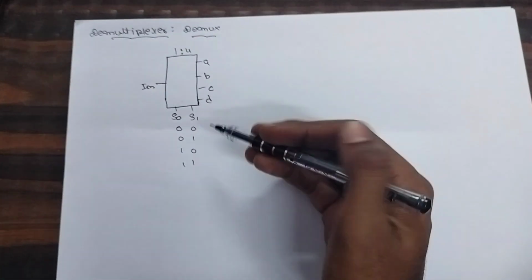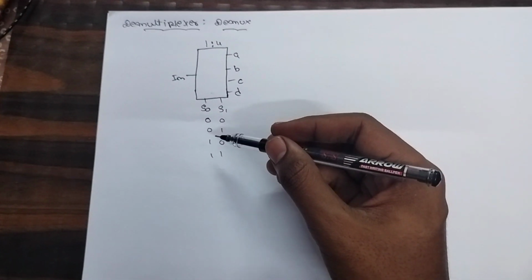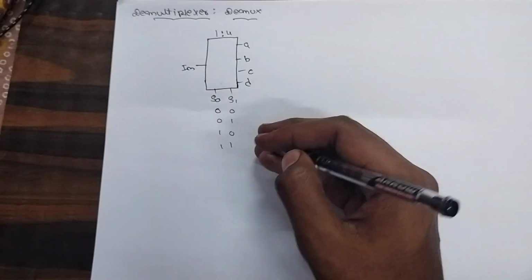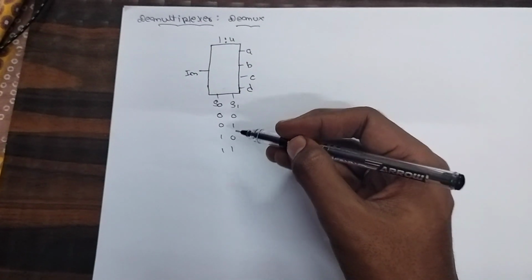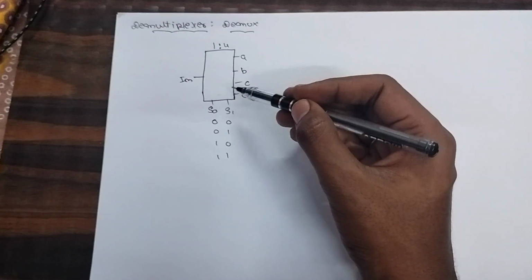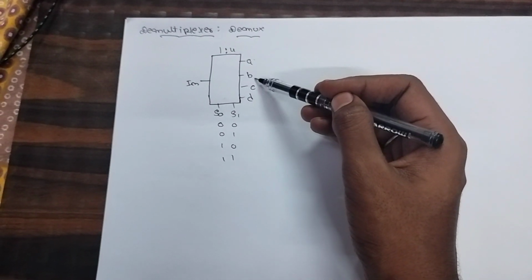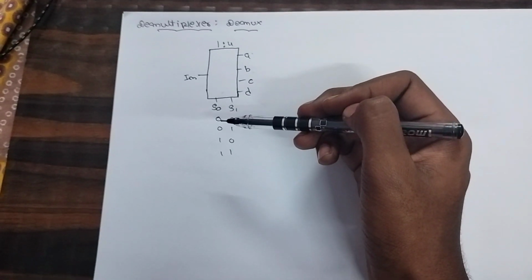As we know, in a 4 is to 1 multiplexer there are two select lines, and in a 1 is to 4 demultiplexer there are also two select lines. If the select is 0 and 0, then the output is given to A. If the select is 0 and 1, then the output is given to B. In this way it is going to work.